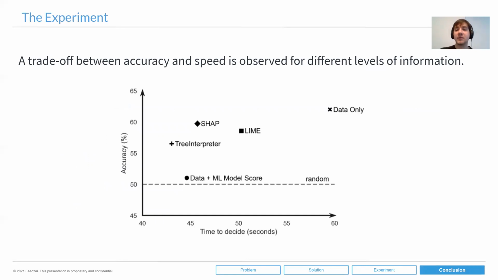What we observed with the experiment was that there was a trade-off between speed and accuracy, and we observed that usually when the analysts took more time to decide, they would make a better decision. So, for example, in the case of data only, we observed the highest accuracy, but also the highest time to decide.